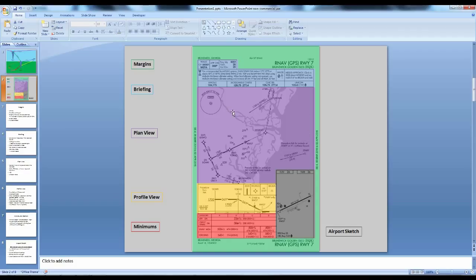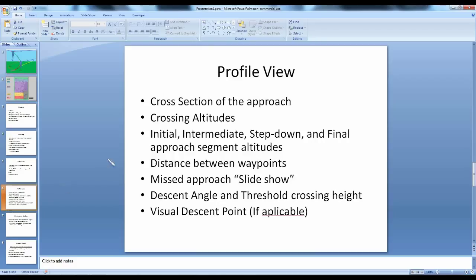So that's the plan view. The profile view, again, obvious what it is. The profile view is a cross-section of the approach showing your crossing altitudes. It's also the initial, intermediate, step down, and final approach segment altitude information, and it's the only place where you can find initial approach altitude information.